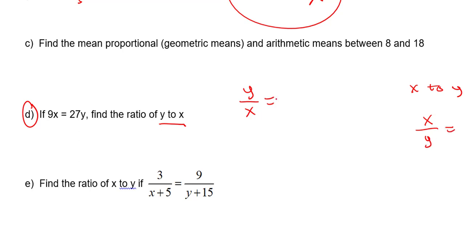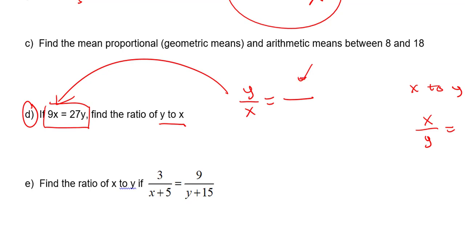So y to x is equal to, and then you basically have to ask yourself what's going to give you this equation right here. Well, what would have to be on top here if I'm cross multiplying? The 9 would have to be here on top, and the 27 would have to be here on the bottom in order for me to, when I cross multiply, get what we started with here.